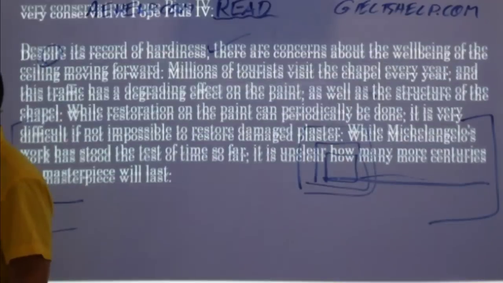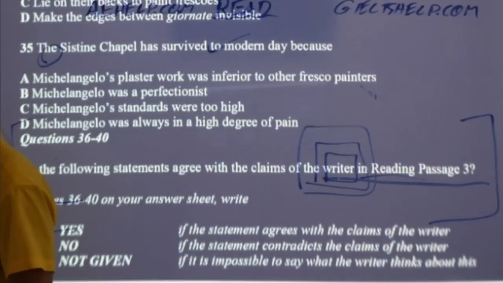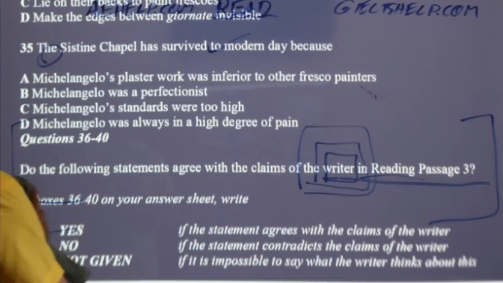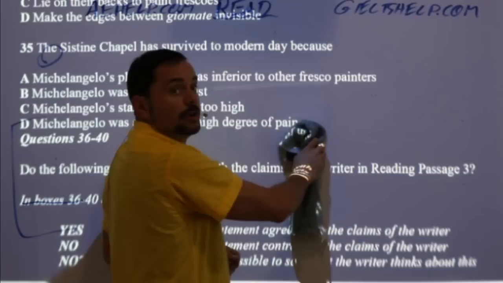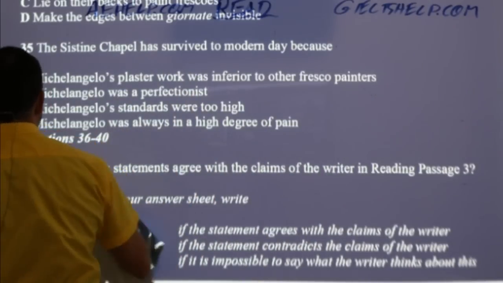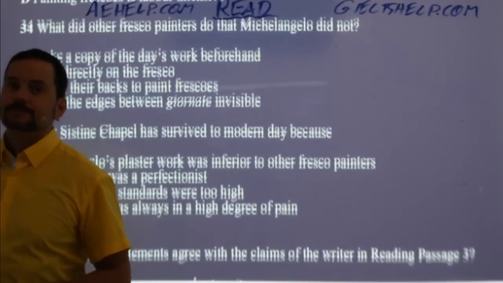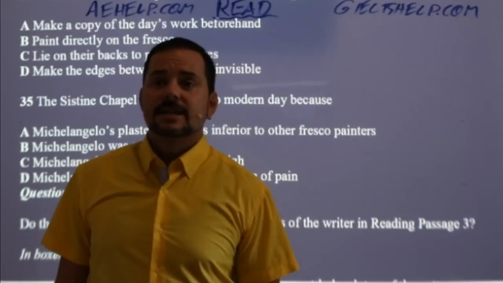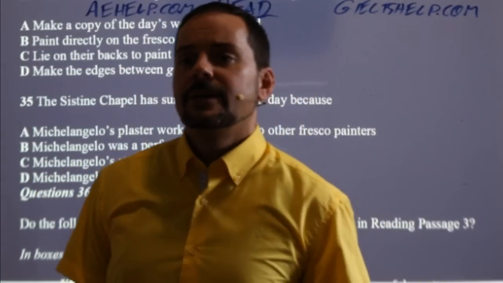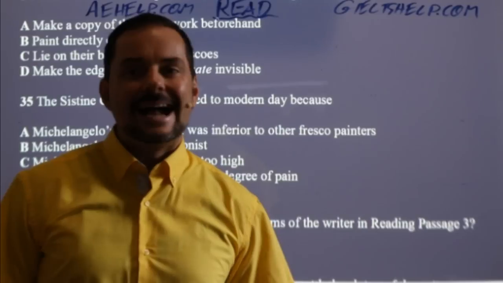All right, here we go. Number 35. The Sistine Chapel has survived to modern day because. Why has the Sistine Chapel survived to modern day? What's the reason for that? Okay. Why has the Sistine Chapel survived to modern day? What's the reason? Vanessa says, because of Michelangelo's perfectionism. He really wanted to be perfect. Yeah, Vanessa, I agree. He wanted to be super, super exact with his work, right?